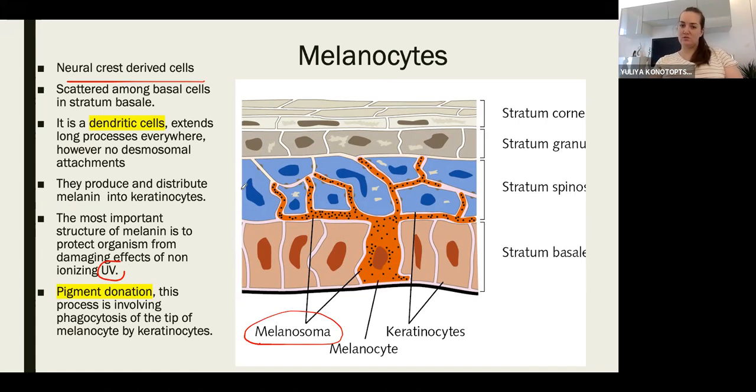Who needs to take those organelles? Your keratinocytes. Keratinocytes which surround melanocytes need to suck up this melanosome. So how do they do so? They literally open their mouth. They engulf, or phagocytose, the tip of the melanocyte, and they just suck up whatever melanosomes are present there. That's how they take it. What do you call this process? You call it pigment donation.